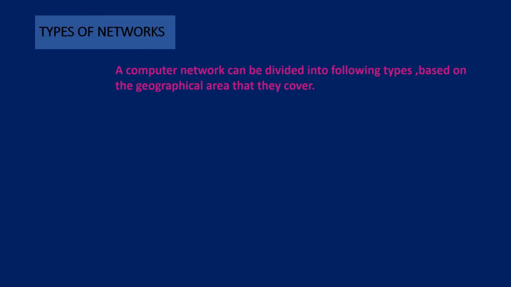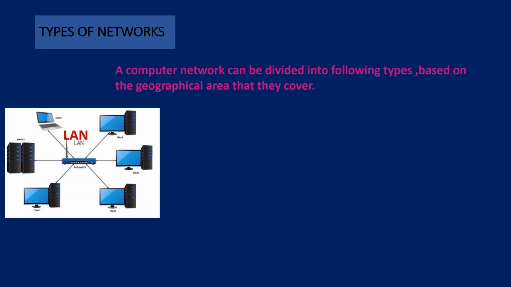Types of network. A computer network can be divided into the following types based on the geographical area that they cover. First one is local area network or LAN. A local area network is one which connects computers and devices in a limited geographical area such as home, school, office or any closely placed group of buildings. It provides very high speed. Usually LANs are used for connecting computer peripherals such as printer, scanner, etc.